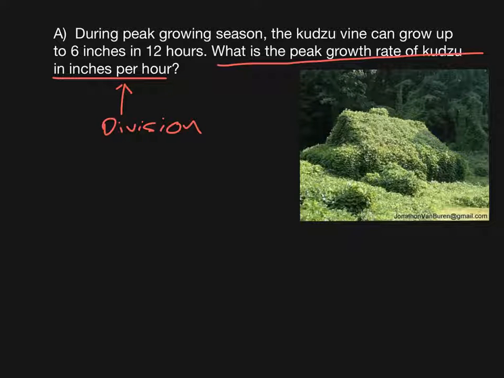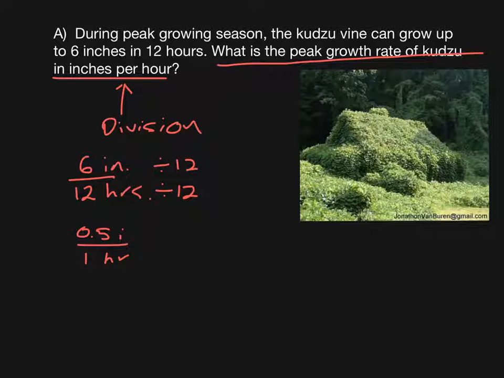I want to find the unit rate in inches over hours. So I know that it is 6 inches over 12 hours. I can put my units there. Okay. Now, if I want to get down to 1 hour, what I can do is divide both of these by 12. I'll divide the denominator by 12 and the numerator by 12. 12 divided by 12 gives me 1 hour in the denominator, and 6 divided by 12 gives me 0.5 inches in the numerator. So our unit rate is 0.5 inches over 1 hour.